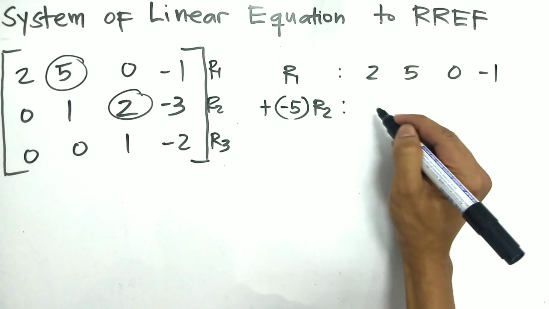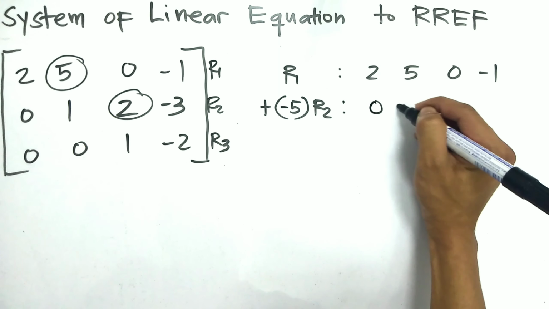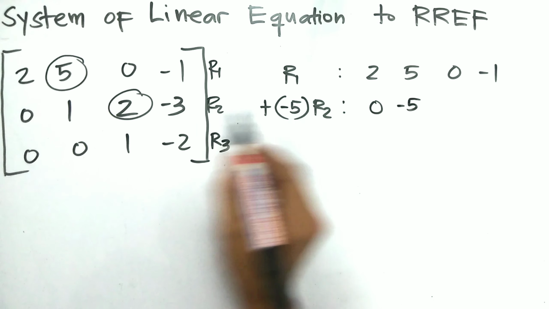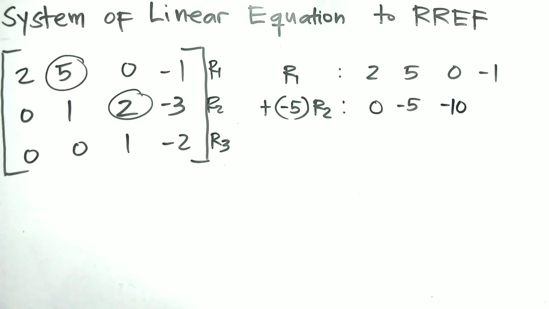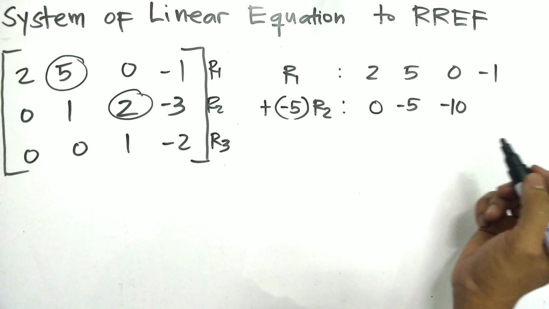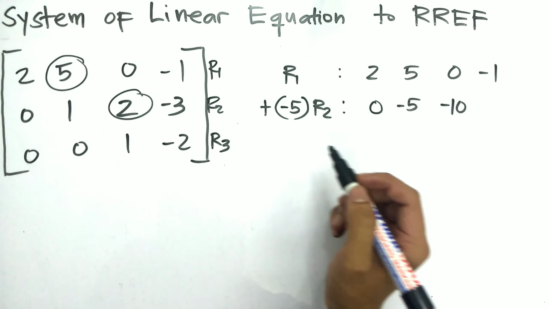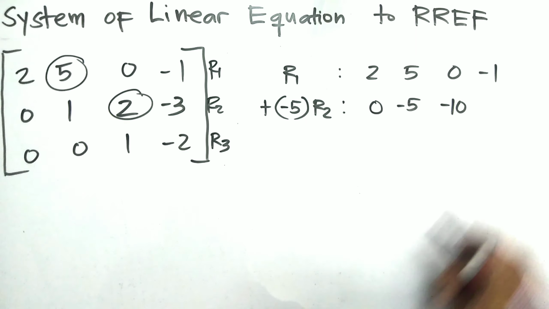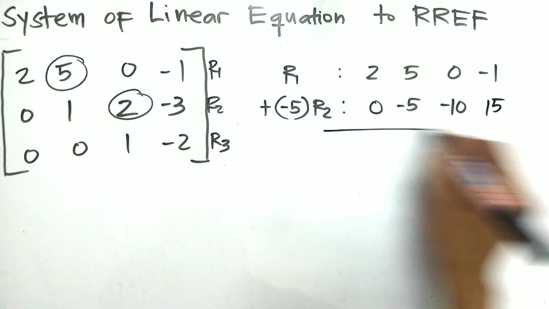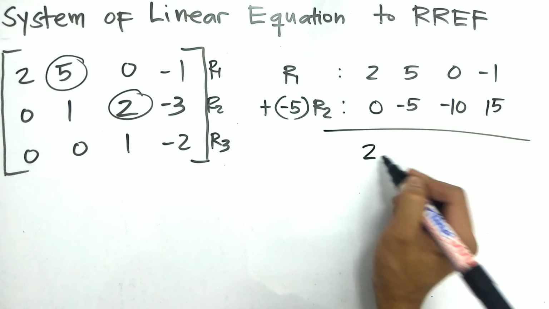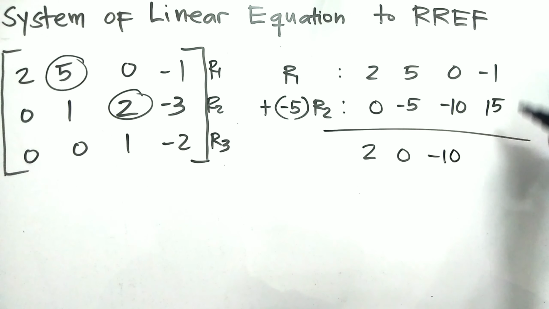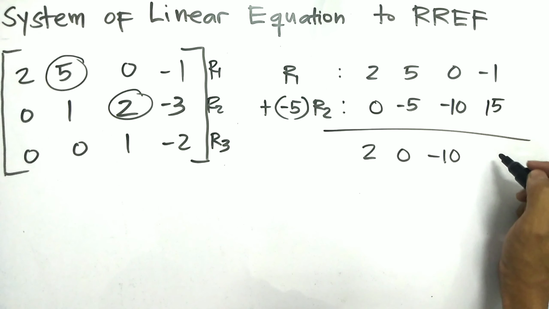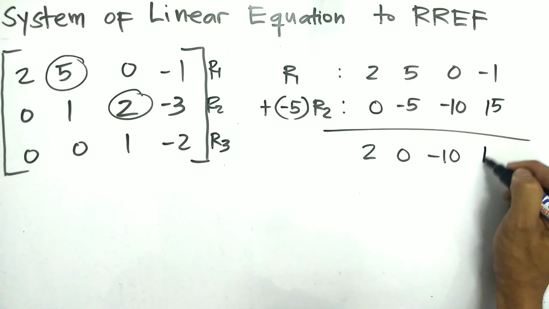That would be 0. Negative 5 times 1 is negative 5. Negative 5 times positive 2 is negative 10. And then we have negative 5 times negative 3 is positive 15. So adding this, we have 2. This is 0. Negative 10 and negative 1 plus 15. So this is 15 minus 1, that is 14.